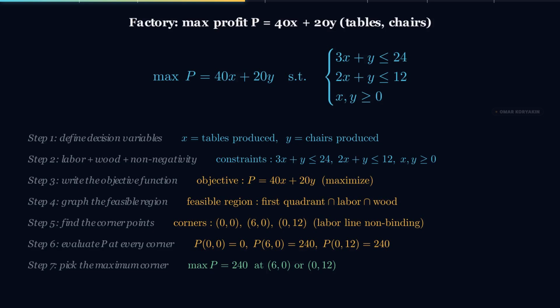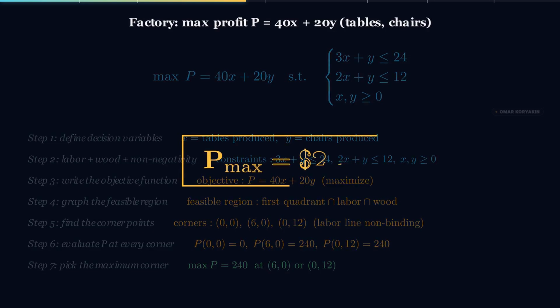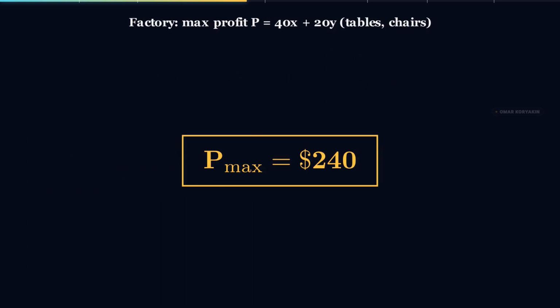Profit equals $240 maximum. So the maximum profit is $240, achieved by either 6 tables, (6, 0), or 12 chairs, (0, 12). The big lesson from this example is the 4-step procedure: feasible region, corner points, objective evaluation, optimum selection.